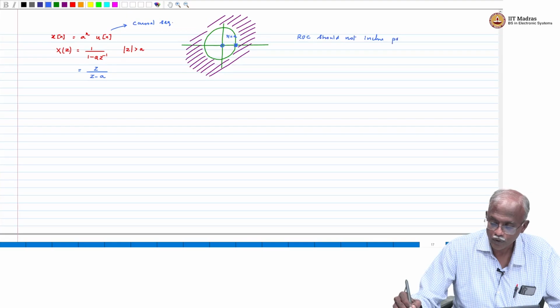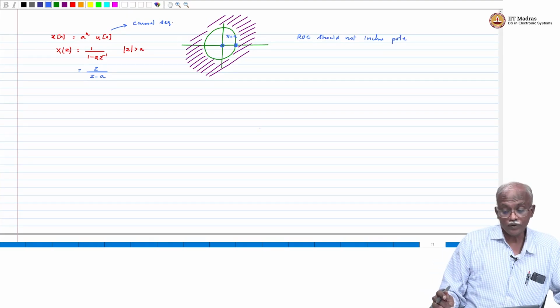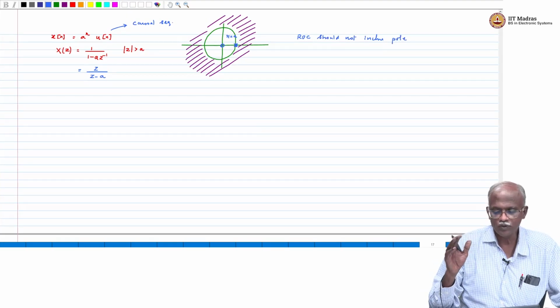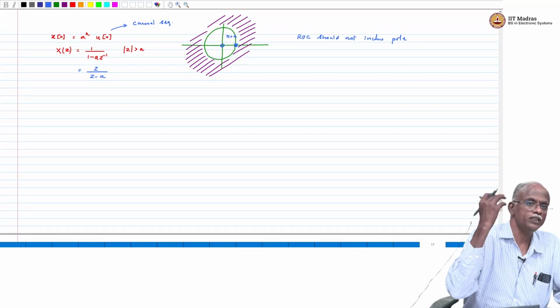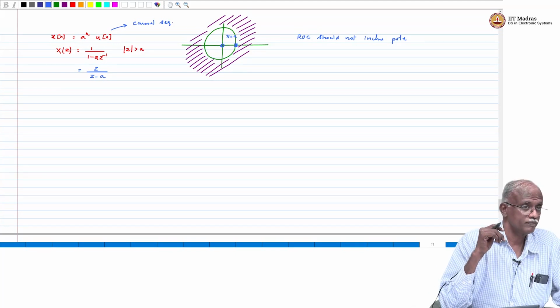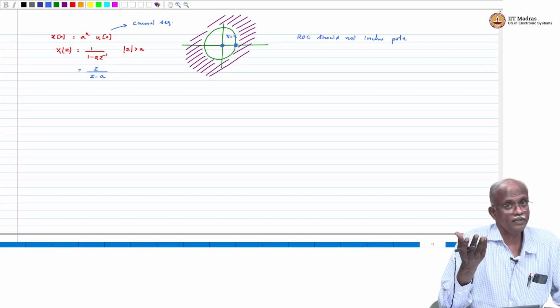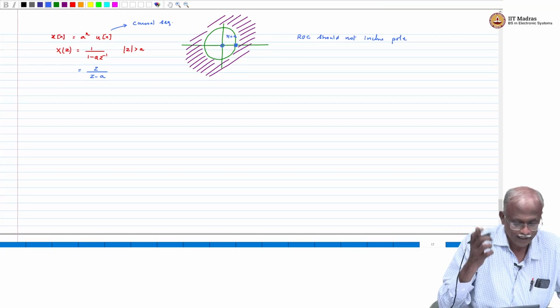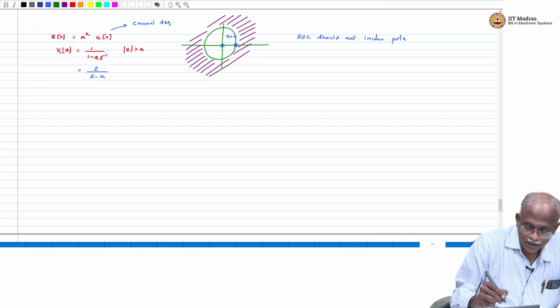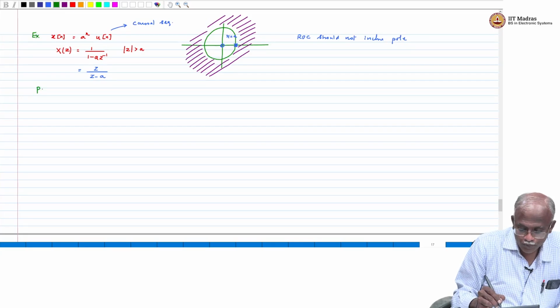include a pole. Okay. Now, the key question that still remains to be answered is, why did we not take mod z less than a? That also does not include the pole, right? Why not do that? So, to answer that question, I am going to give you a second part. Okay, so this is part 2 of the same example.